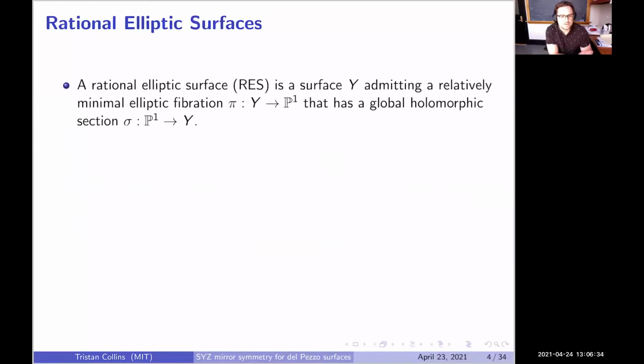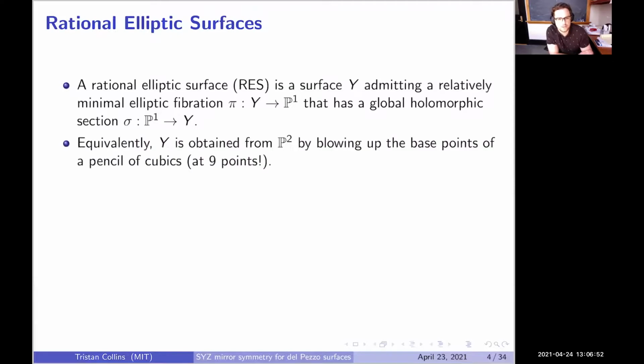So rational elliptic surfaces, these are maybe slightly less well known. These are complex surfaces, again complex dimension 2, compact. They admit a relatively minimal elliptic fibration onto P1, which has a global holomorphic section. More concretely, the way you can get a rational elliptic surface is you take 2 cubics in P2. If you take 2 generic cubics in P2, they'll intersect at 9 points. You just blow up those 9 points, and that will give you a rational elliptic surface.